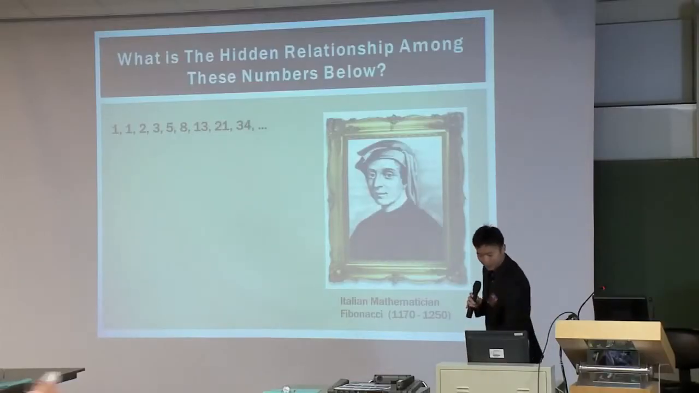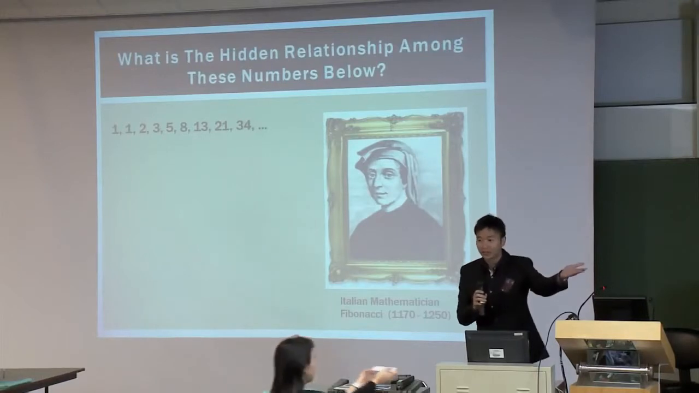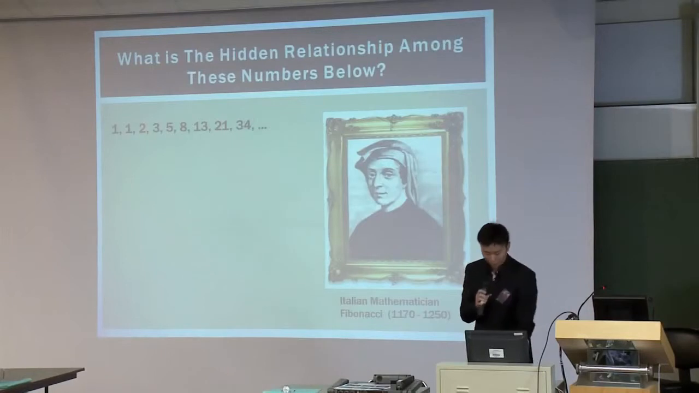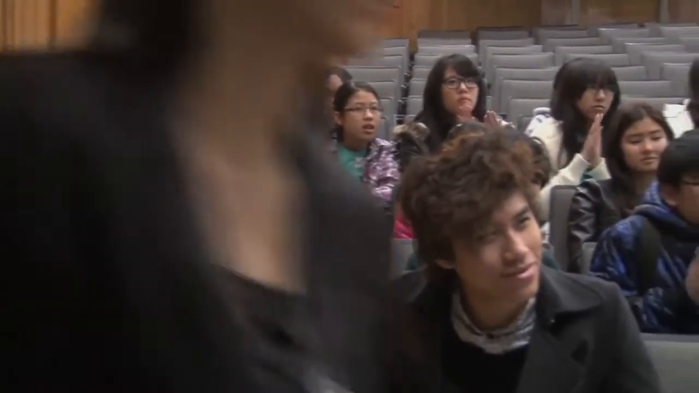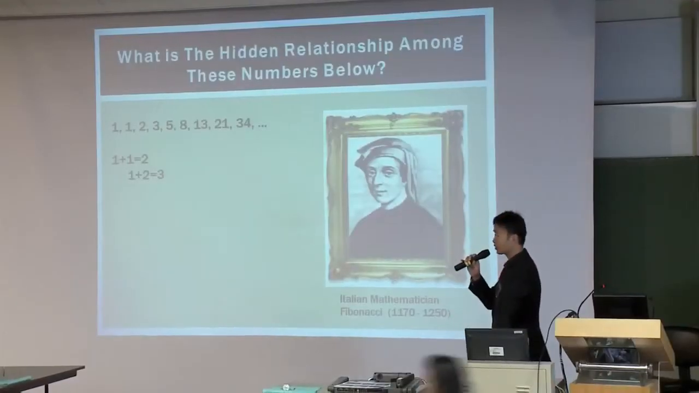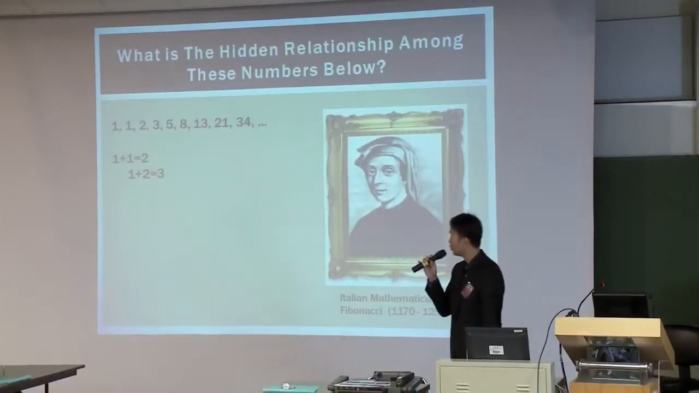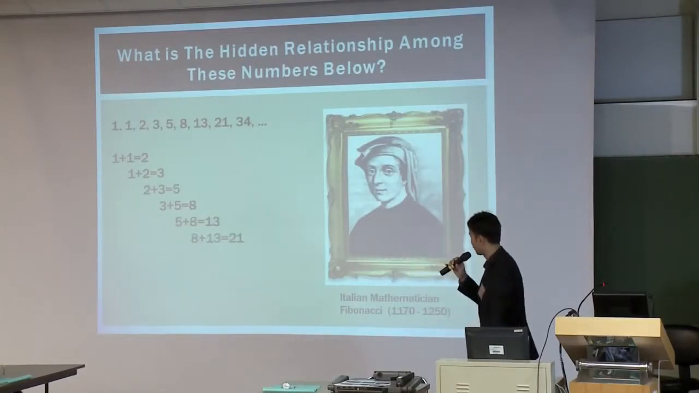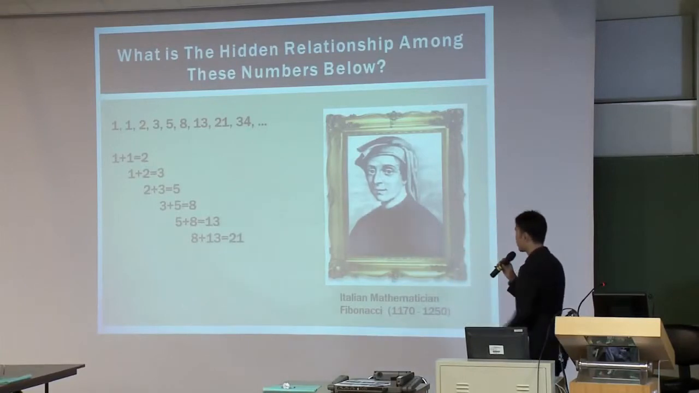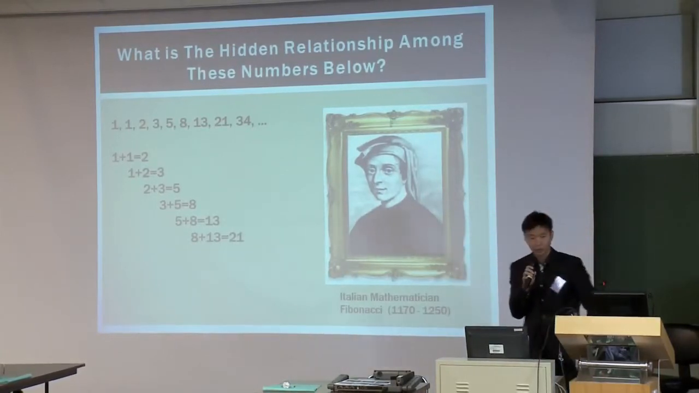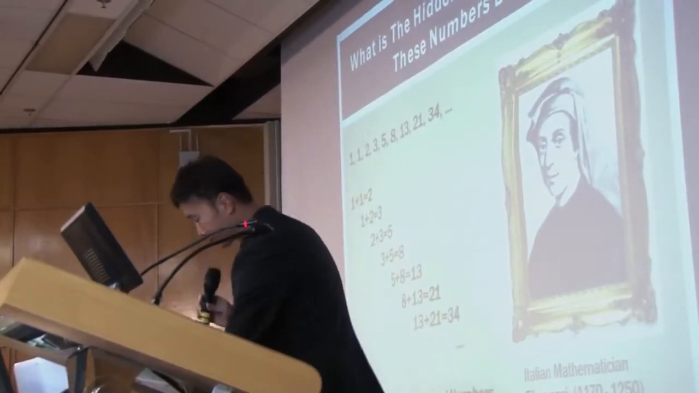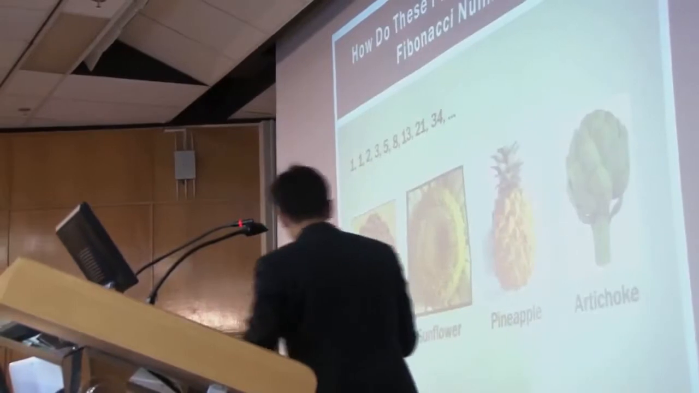Okay, so yes, we have our gift person, and you deserve a well-deserved prize. So that's correct. Basically, you look at the sequence, 1 plus 1 equal to 2, 1 plus 2 equal to 3, and so on. You keep adding the 2 numbers together, you get to the next. And this particular sequence was discovered by a mathematician, Fibonacci, and that's why we call these Fibonacci numbers.